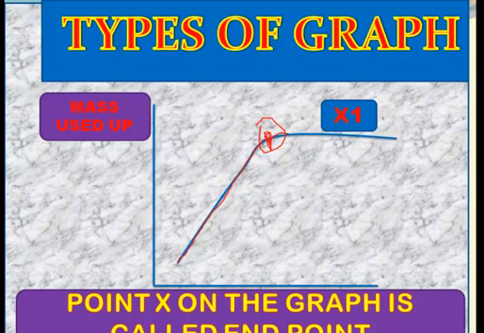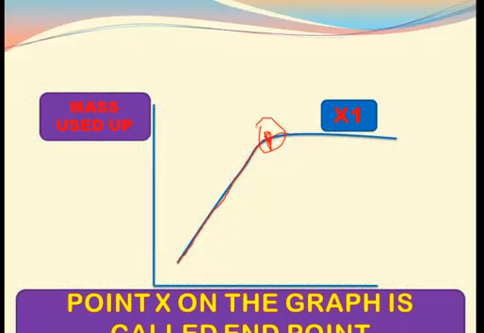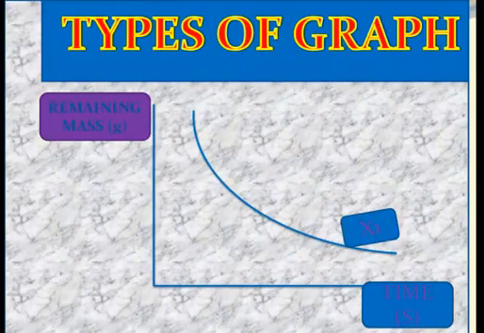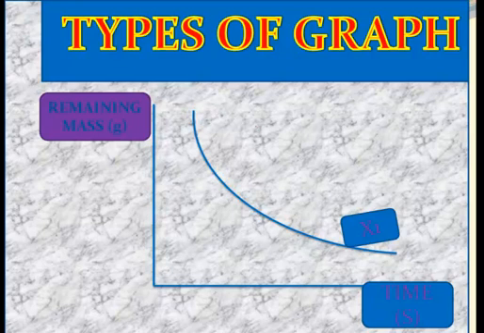Now the mass that is used up is increasing gradually. So we can define the rate of chemical reaction in terms of the mass that is used up. Now what about the mass that is left? Initially we used 20 gram. 2 gram was used up, so it reduces to 18. Another 2 gram was used up, it reduces to 16. Another 2 gram was used up, it reduces to 14. So the mass that is left is reducing from time to time.